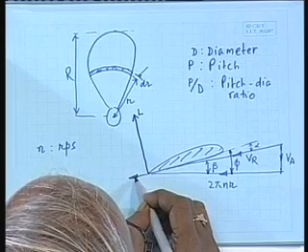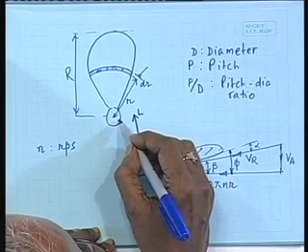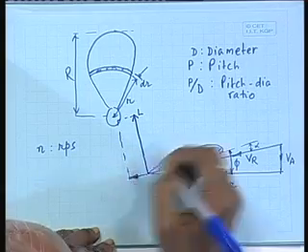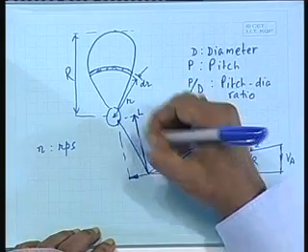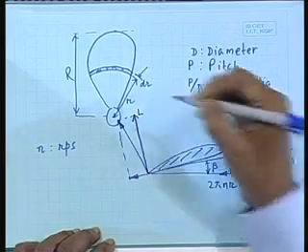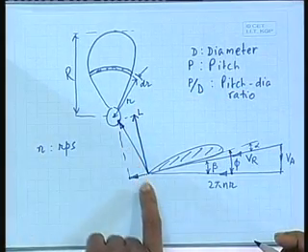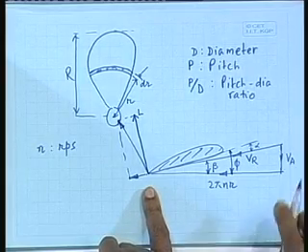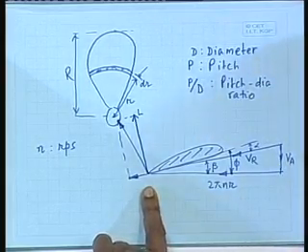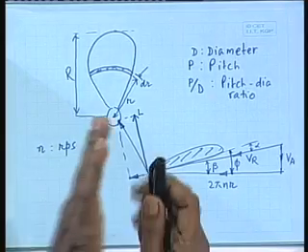like this, and the resultant force therefore will be here. There will be some resultant force between lift and drag acting on the propeller blade. Is that clear? Right. Now, if I resolve this in the axial direction and tangential direction, I will get thrust and torque.